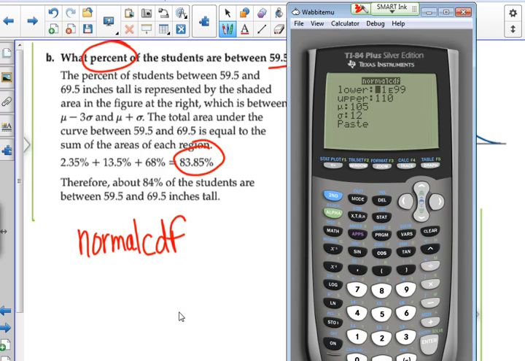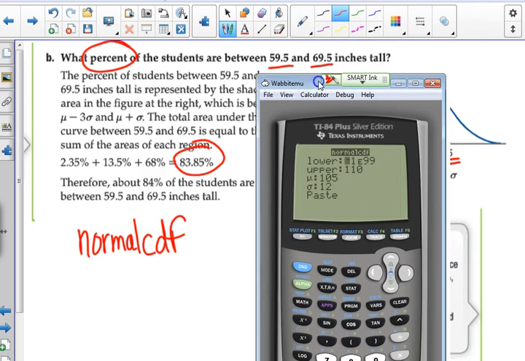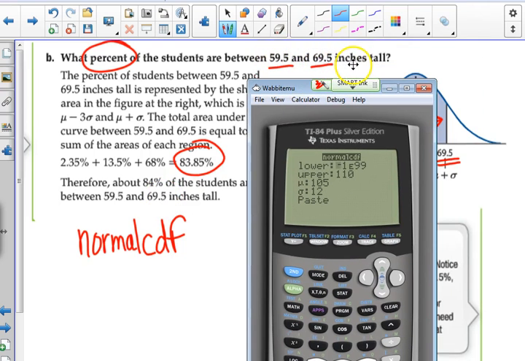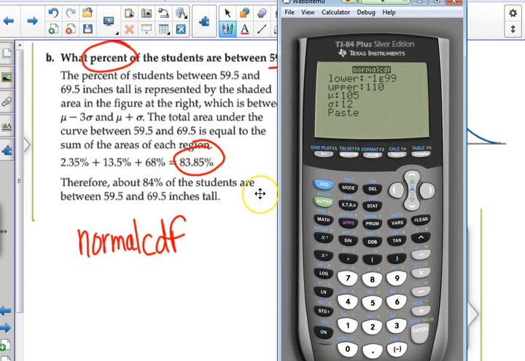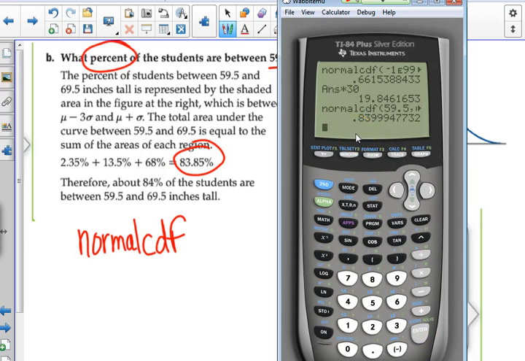Now, you can put z-scores in here, and I'm going to talk about z-scores in just a second. But does this one already give us a lower and upper limit in the question? It says between 59.5 and 69.5, right? So type that as your lower limit, 59.5 and 69.5. And then it asked for the mean, which they told us was 67, and the standard deviation was 2.5, right? And then you can just hit enter. And it will tell you 83.99.